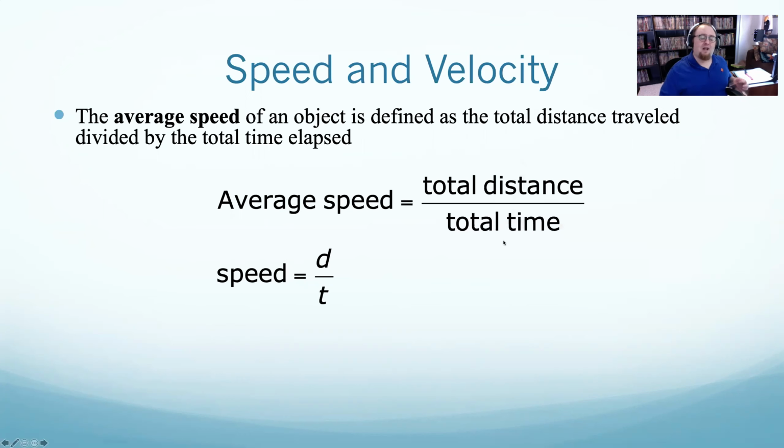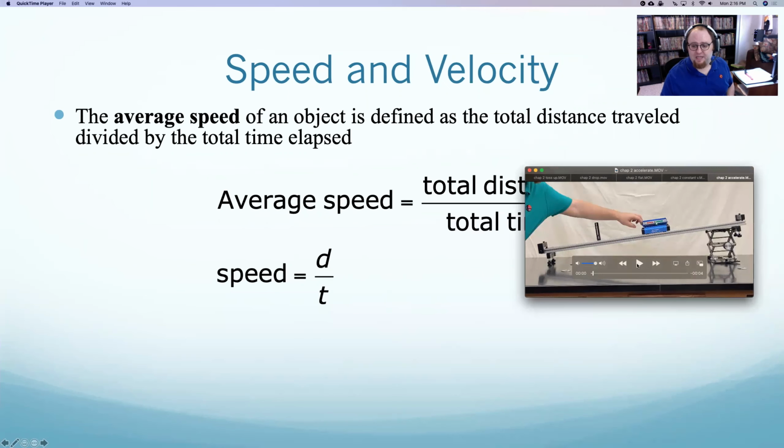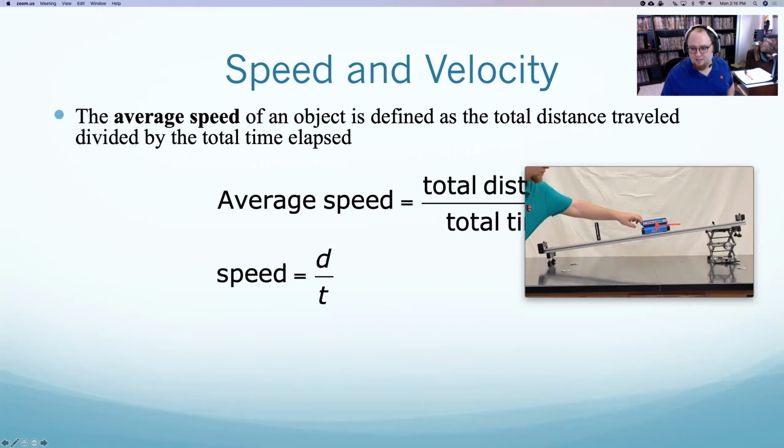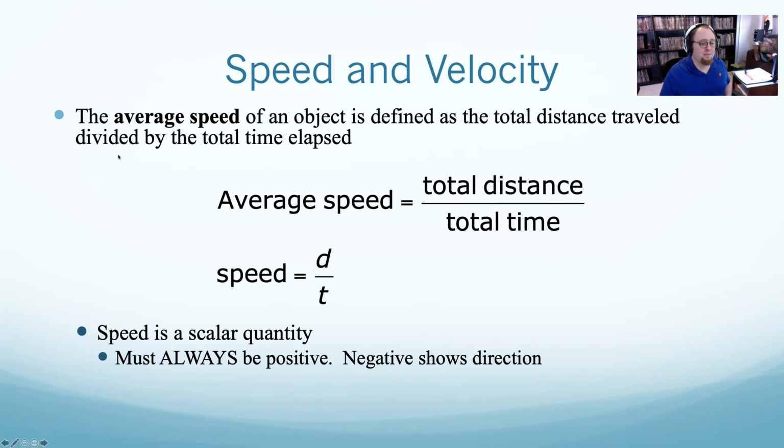Average speed is your speed on average over a trip, and it's defined as the total distance over the total time. If I wanted to find the average speed of this motion, I would say, okay, it started right here. Its distance traveled would be this, this, this. I would find that total distance, and the speed would just be that total distance over the total time, or at least the average speed. Now, speed is a scalar quantity. It should always be positive.